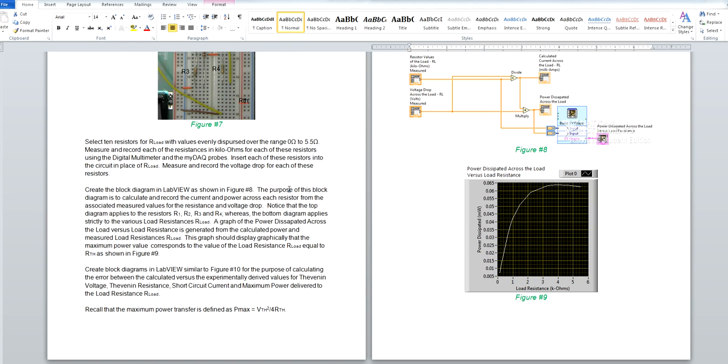Having completed this portion of the lab, again, you should get a graph just as displayed in Figure 9. And recall that the maximum power transfer theorem is defined as the Thevenin voltage squared divided by 4 times the Thevenin resistance. Let me repeat that. The maximum power occurs at the Thevenin voltage squared divided by 4 times the Thevenin resistance.